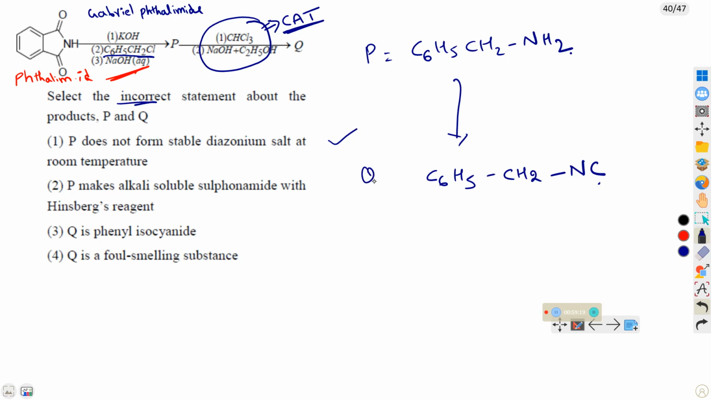Q is phenyl isocyanide. Wrong. This is the phenyl isocyanide formula. This is not phenyl isocyanide. It is benzyl isocyanide. Incorrect statement. Foul smelling substances: isocyanides are foul smelling compounds.